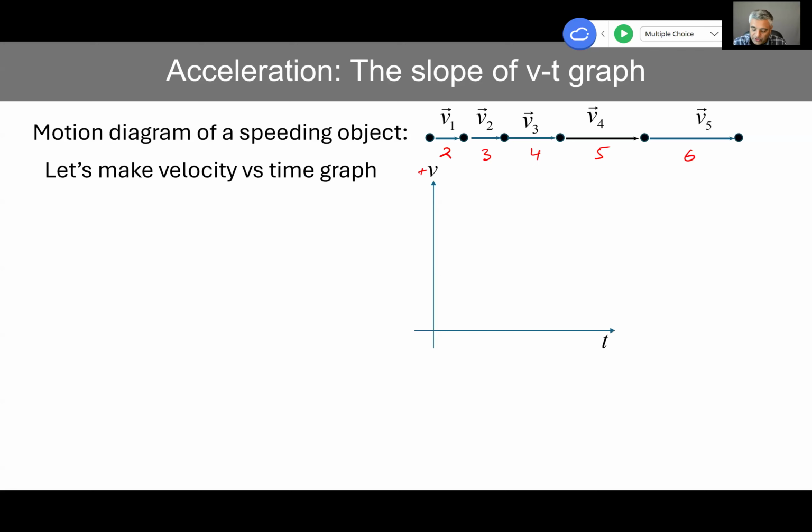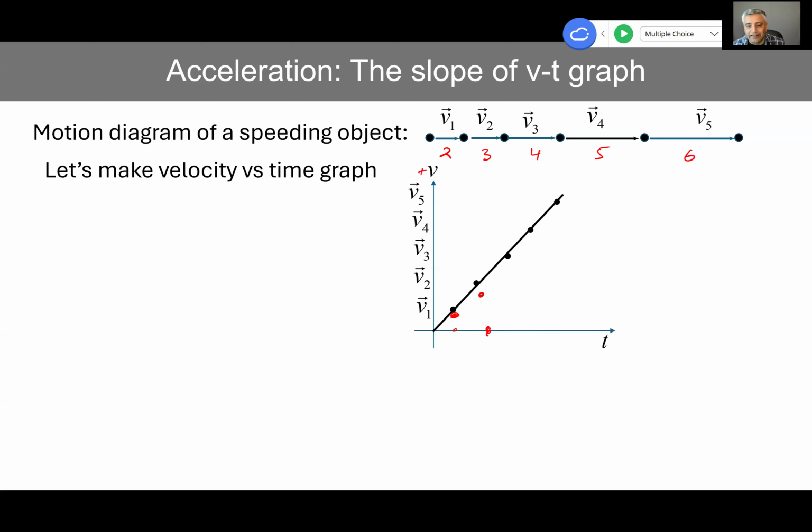And time. So now we can say, okay, this is 2, so the first point is somewhere there. The second point is somewhere there, and so on. So we can put those points and draw a trend line. So now this is a velocity versus time graph.